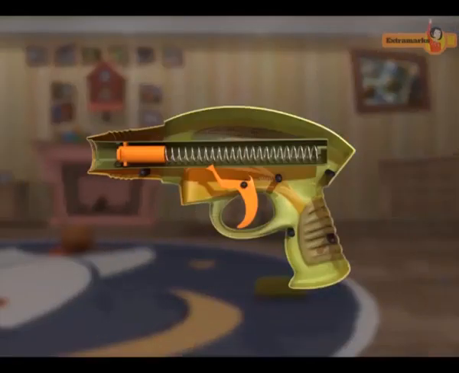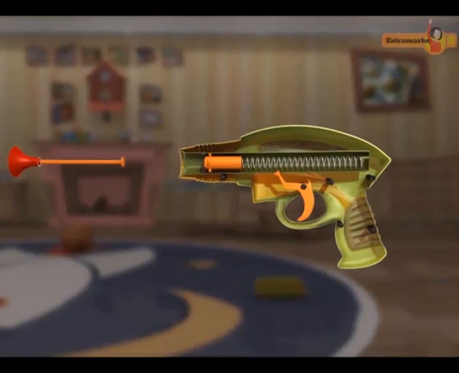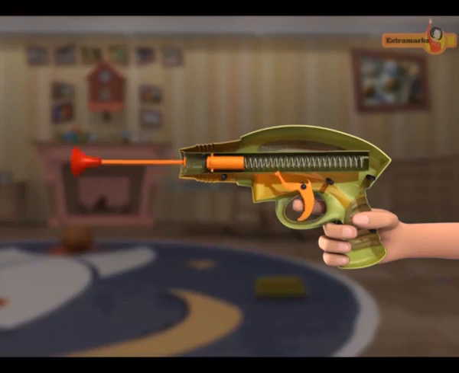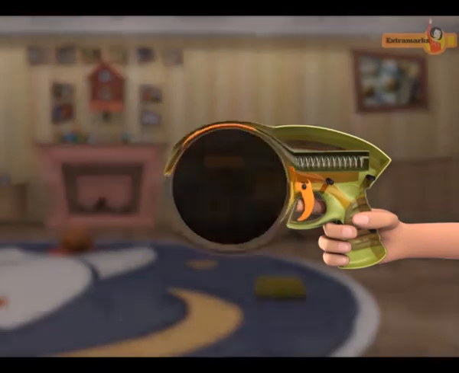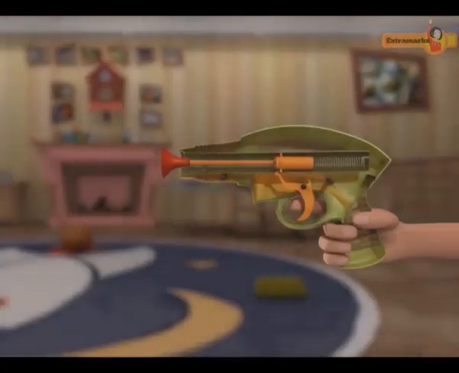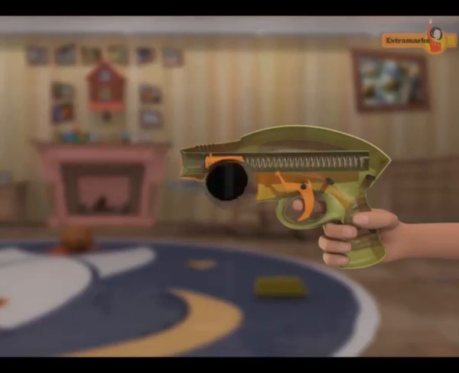When we insert the dart into the nozzle of the toy gun, the spring gets compressed. As the trigger is pressed, the compressed spring moves the dart out of the gun. This energy of the compressed spring to do work is known as potential energy.